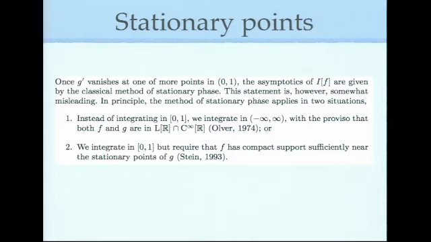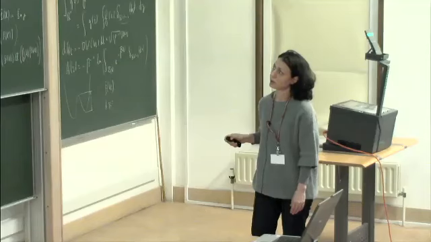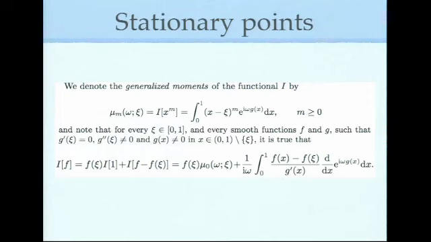From classical theory, one could argue that one can choose the stationary phase method and apply it for approximation, but we know that first the integral has to be from minus infinity to infinity. This is a book by Olver from 1974. Otherwise, it will require f to have compact support sufficiently near the stationary points of g. This is Stein, 1993. However, to relax those and apply to our integral, we will denote the following generalized moments, and that will allow us to write our integral in the following representation, expecting that f and g are sufficiently smooth, and allowing certain stationary points.